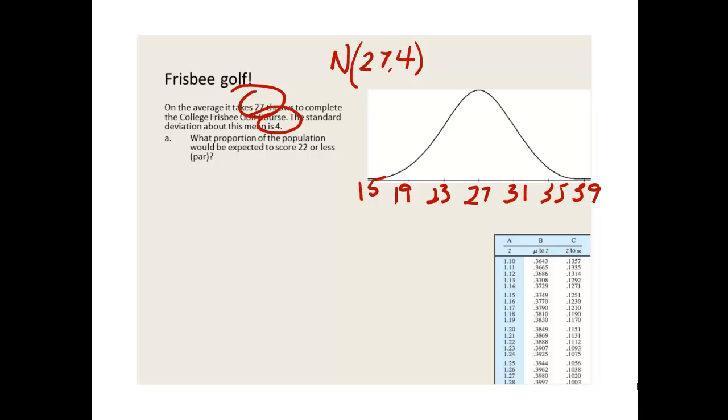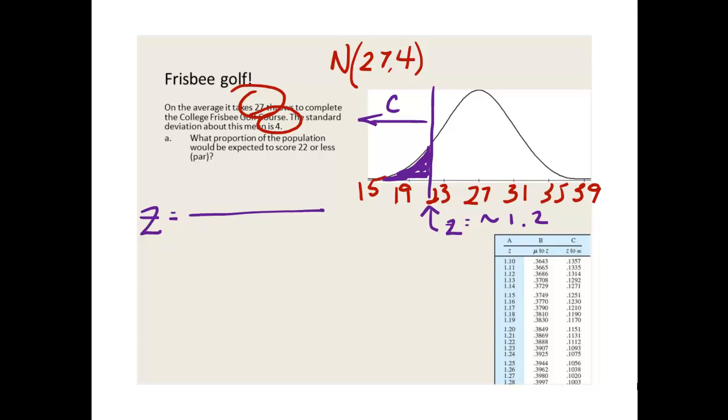Then I want to continue reading the problem. I want to know what proportion of the population would be expected to score 22 or less, 22 being what's par for the frisbee golf course. So I mark off where 22 would be on my number line, and I realize "or less" means I want the tail. The tail is column C in table C in Spatz. I'm expecting to calculate a z of somewhere around 1.2-ish, just based off of my estimation from my drawing. And so I would also estimate my answer to be something less than 16%, so probably somewhere around 12-ish%.